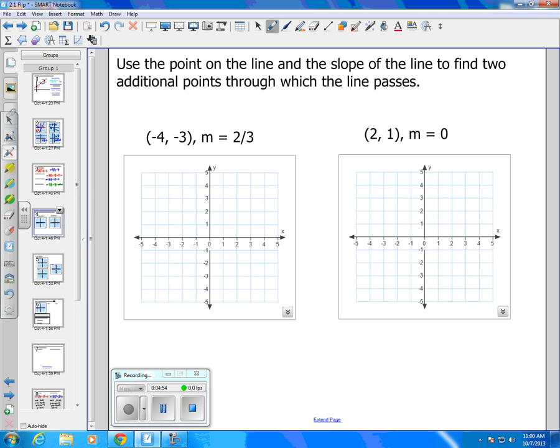point -4, -3, I know I have a slope of 2/3. So what I can do is just utilize that concept of rise over run again. So I can go up 1, 2 units, and to the right 1, 2, 3 units. So an additional point that would be on that line would be -1, -1. Another one, up 2 again, to the right 1, 2, 3. So that point would be 2, 1.